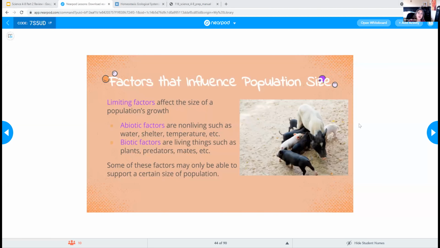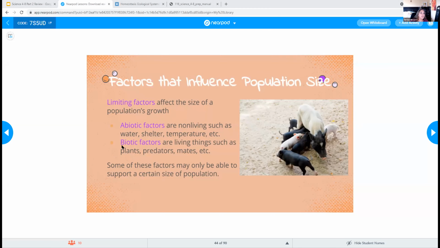Okay, so when we look at populations, there's going to be a bunch of different things that can affect the size of populations. So right now we just talked about a food web, and how if something dies or is killed off or added, it can change the size of certain populations in there. So limiting factors are what's going to affect the size of population growth, and they can be abiotic or biotic. So again, if I have that a in front, that a means without, and that prefix bio means life.